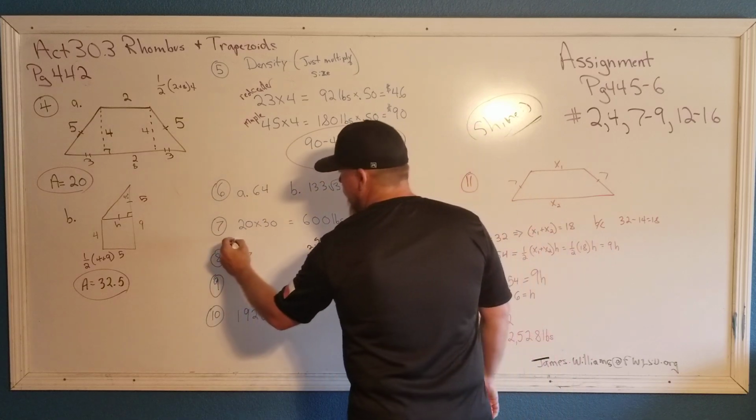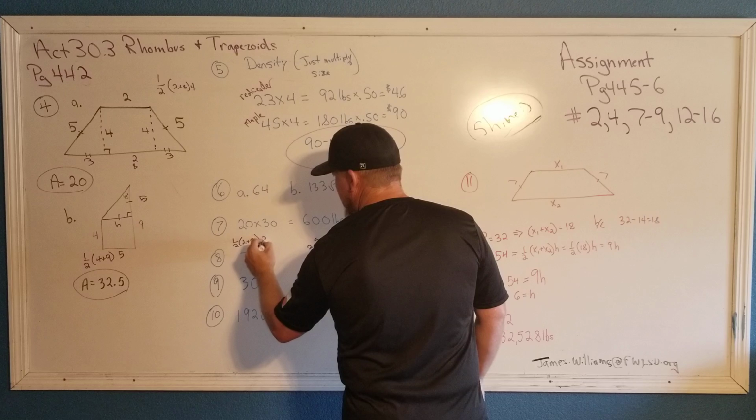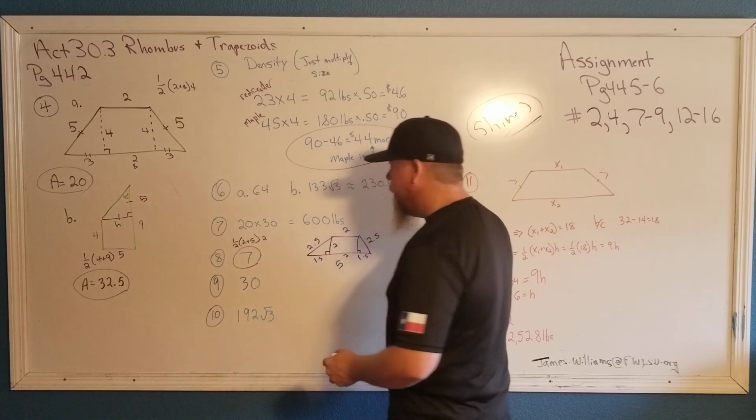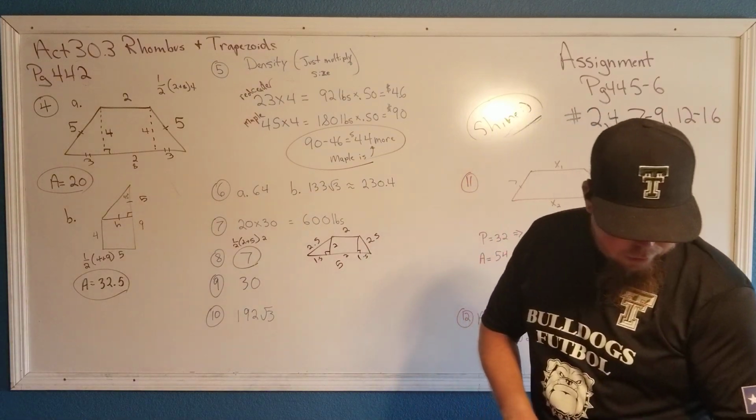So my formula here would be 1/2 (2 plus 5) times 2. Well, the half and the 2 cancel, so 2 plus 5 is just 7. Hopefully that makes sense. But I thought that one's kind of interesting. We just want to take a second to show it.